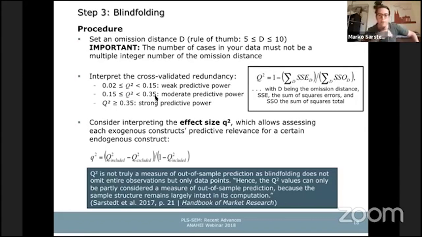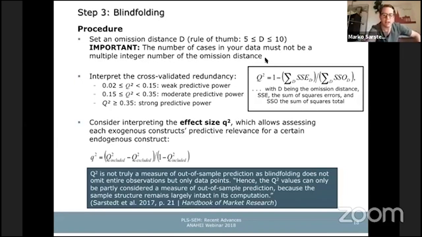The only thing you need to consider is that the omission distance D must not be chosen such that if you divide the number of observations by D, you actually get an integer value. That has something to do with the omission of the data points. For example, if you have 100 observations, D must not be 2, 5, or 10. You could choose D as 7, for example.